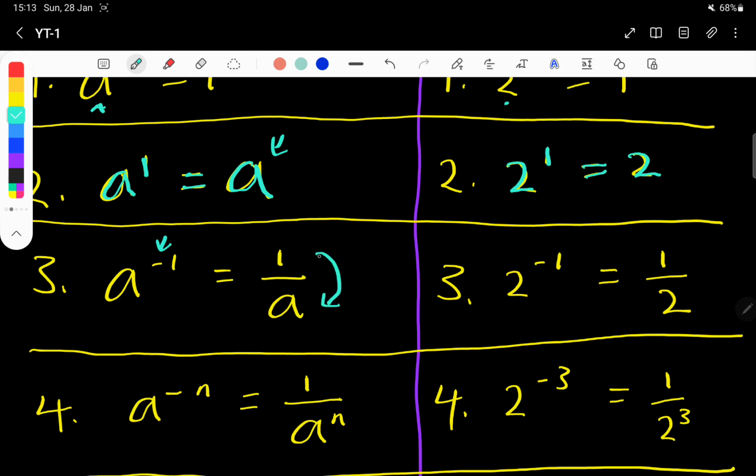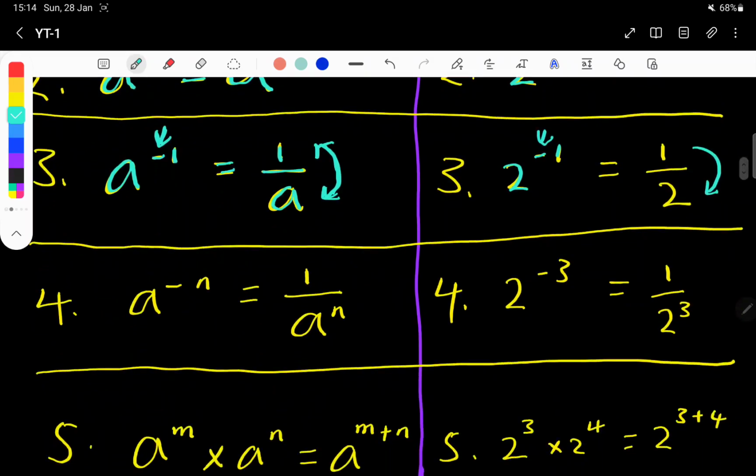Then the third formula is whatever thing power with negative 1, remember this, very important. You need to upside down it. Whenever you have the power of negative 1, you need to upside down it. That's why for A power of negative 1, what you get is 1 over A. Understand? For example, like 2 power of negative 1. See, you have negative 1 here. So what you need to do is just upside down it.